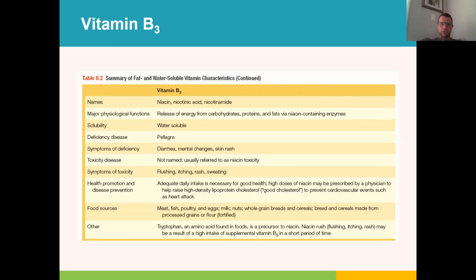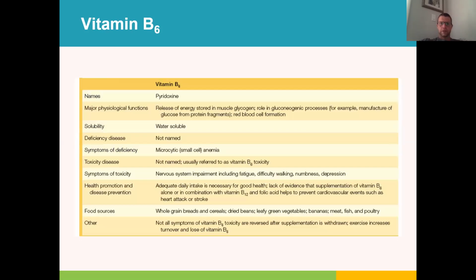Food sources: meat, fish, poultry, eggs, milk, nuts, whole grain bread, cereals. Bread and cereals made from processed grains or flour can be fortified with it. Other food sources: tryptophan, which is an amino acid found in foods, is a precursor of niacin. Niacin rush or flushing, an itchy rash, may be the result of high intake of supplement B3 in short time periods. Again, that's what a lot of pre-workouts have a lot of.